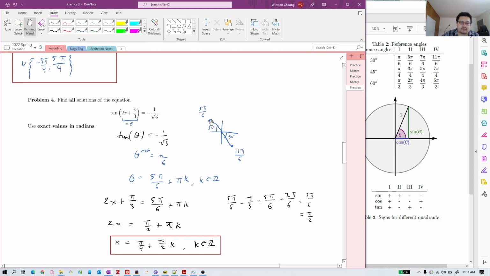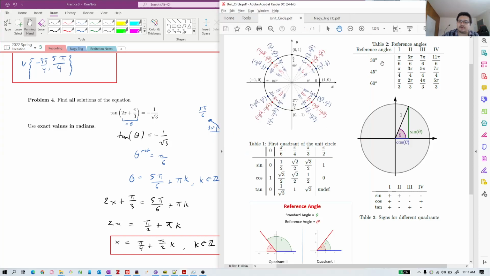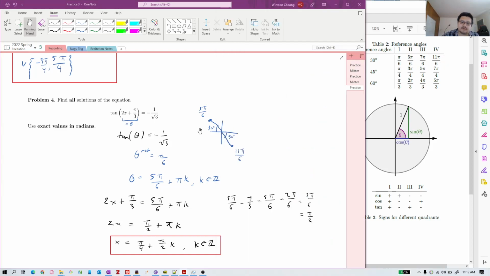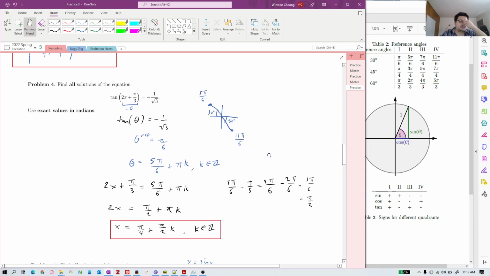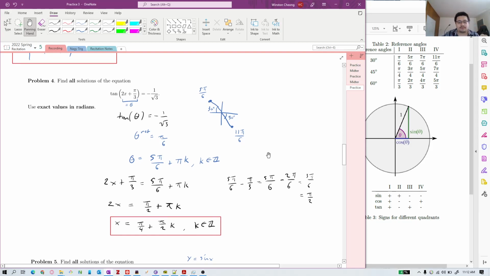So 30-degree angle in the second and fourth quadrants, and we should give names to these angles. So you look at the unit circle again, and you see that for 30-degree angles, the names for these angles are 5 pi over 6 in the second quadrant and 11 pi over 6 in the fourth quadrant. So that's why we have 5 pi over 6, 11 pi over 6.